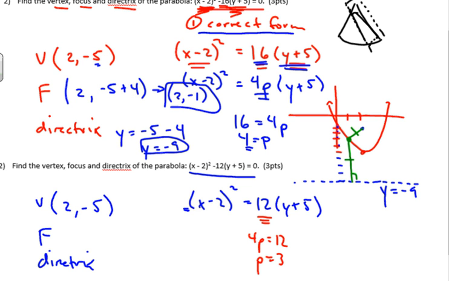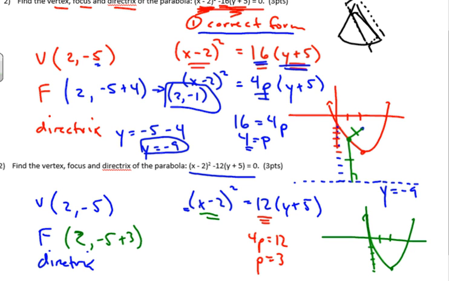Okay? So once again, if you want to draw this, you can see that it's going to be going up because x is squared. All right, it's a normal parabola. So 1, 2, 1, 2, 3, 4, 5. Right there. And we're going to go 3 values up. So we're going to add -5, and we're going to add 3. So what we have then is (2, -2). And go 1, 2, 3. And that makes sense. Another focus.